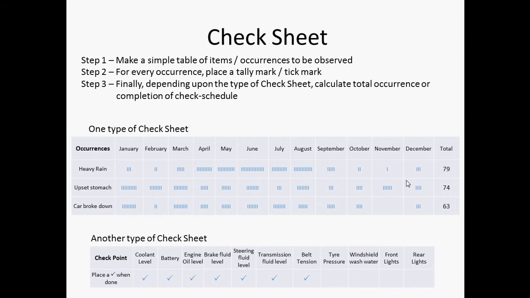Let's go ahead. The most simple thing on earth, the check sheet. Heavy rain in January: I had 3 absenteeism in my office. Not me, the whole office staff. Amongst the whole office staff, there was a total cumulative of 3 absenteeism in January due to heavy rain, and the highest was somewhere in June where I had lots of them. Throughout the year there was 79 absenteeism in my office, where some person was absent due to heavy rain. Upset stomach accounted for 74, car broke down accounted for 63, and so on.